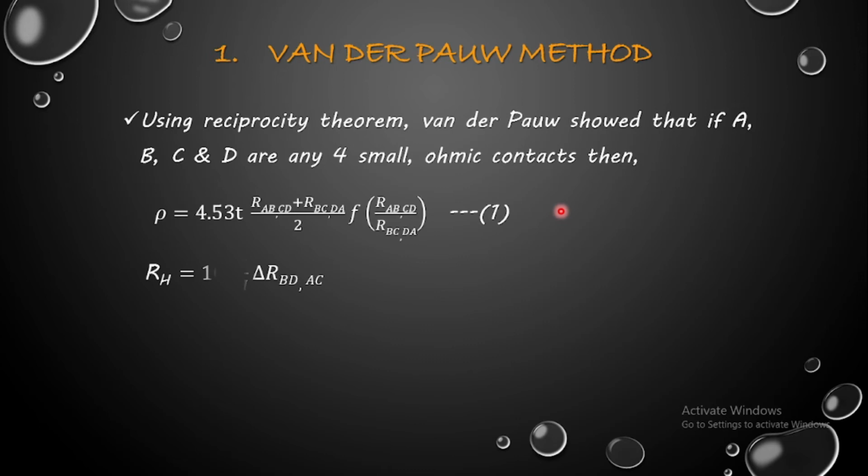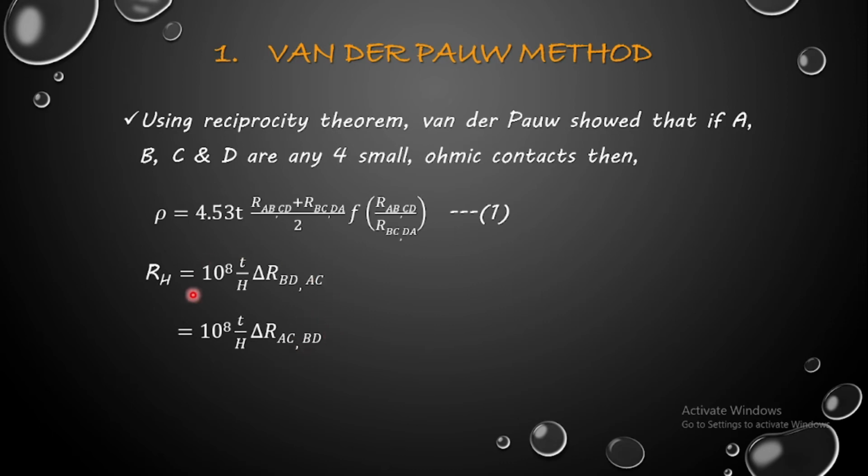Another term is the Hall coefficient, RH, which is equal to 10 raised to 8 into T by H into delta R of BD,AC. So again here we can relate that the Hall coefficient depends on the thickness of the film which is deposited. And according to Van der Pauw, if we consider the resistances as equal, then RH is again equal to 10 raised to 8 into T by H into delta of resistance with respect to AC, while current is passed between B and D.